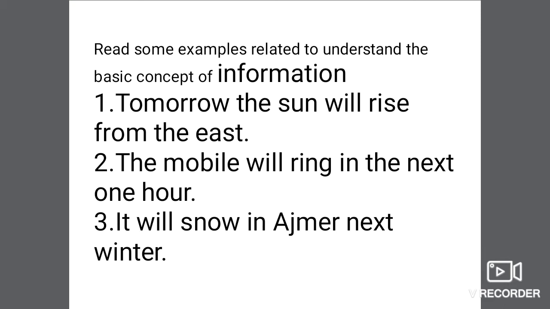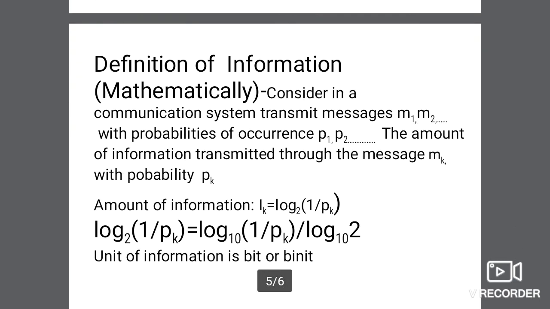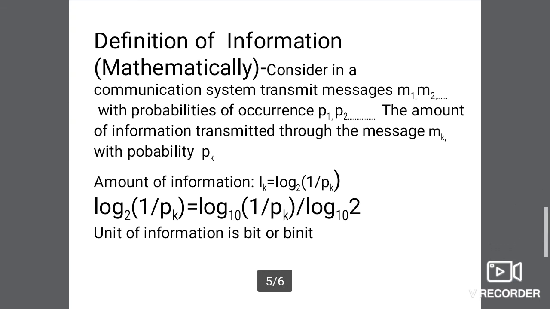Next example: it will snow in Ajmer next winter. Through our broadcast channel or media, this means the probability of snow in Ajmer is very low. It is interesting, so it carries more information. So it is very important.